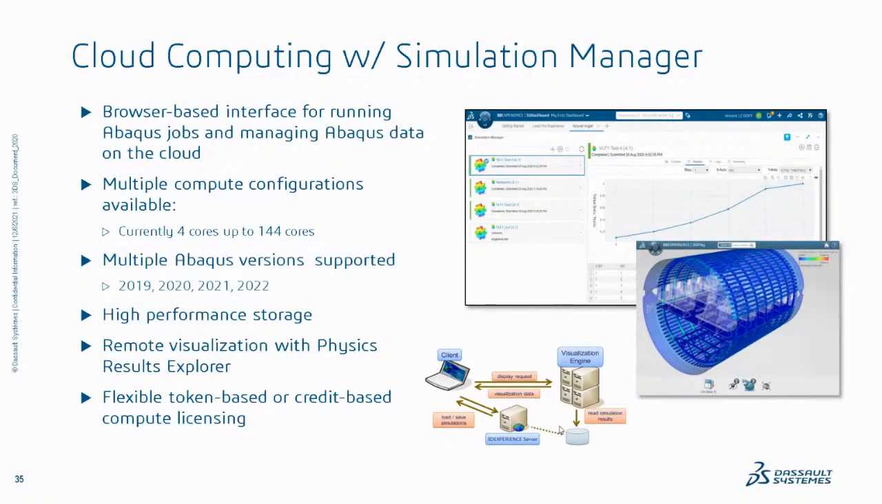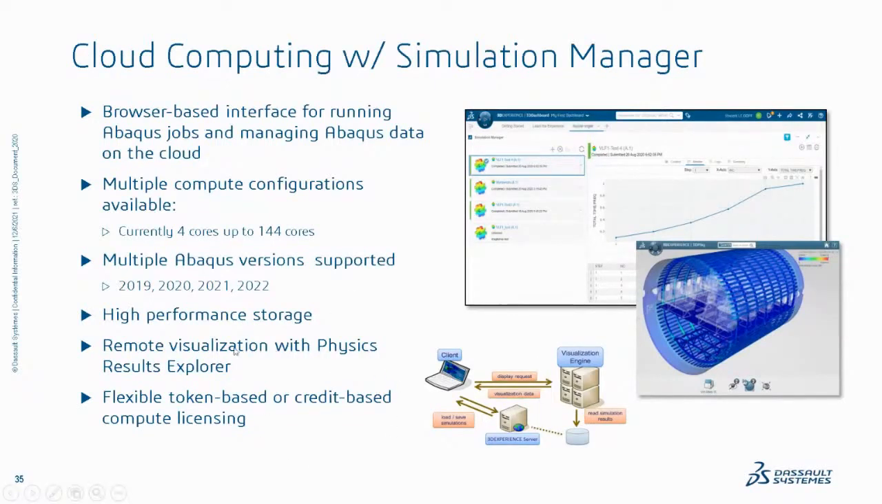Currently 4 cores up to 144 cores. Multiple Abacus versions are supported in the current version of Simulation Manager. We support 2019, 2020, 21, and our current release 2022. We recognize that customers have continuity requirements that oftentimes require running previous releases of Abacus, and that's okay. We'd like to see you run the new versions and take advantage of all the performance benefits in particular, but we know that's not always possible.